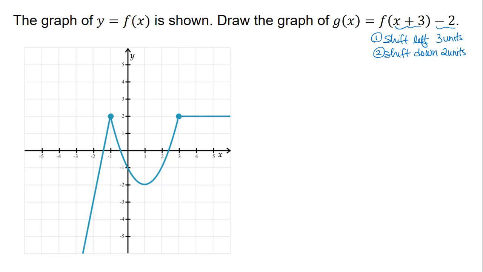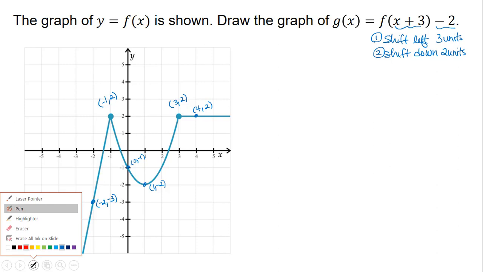So some key points on this graph of f are -2, -3, -1, 2. So the -1, 2 is the endpoint of this ray, and then it goes down through the -2, -3. Then we begin the parabola at this -1, 2, and it goes down through 0, -1, and 1, -2. And then the parabola turns back up to the point 3, 2. And then beyond the 3, 2, to the right is just a horizontal ray. That is, it goes through the point 4, 2, 5, 2, and so on.